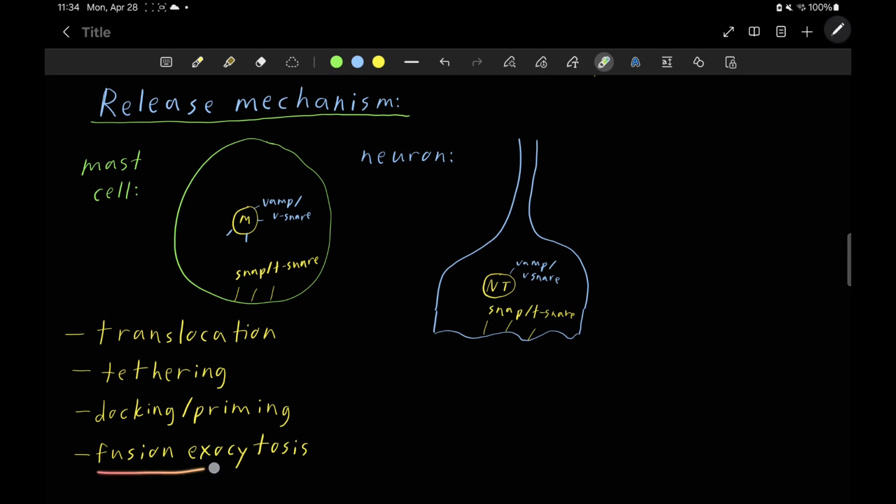And then comes exocytosis or fusion. Basically what happens is your granule or your vesicle fuses together with your outer cell membrane, and this fusion releases your messenger molecule or your neurotransmitter out of the cell into either the extracellular space or into the synapse. So let's go through each of these one by one with a diagram to make it a bit more clear.